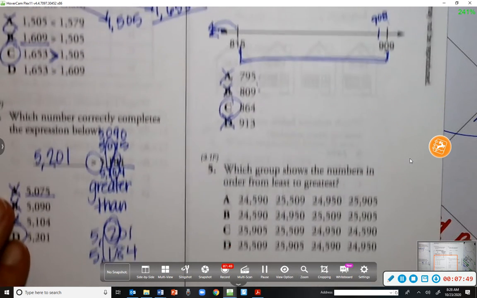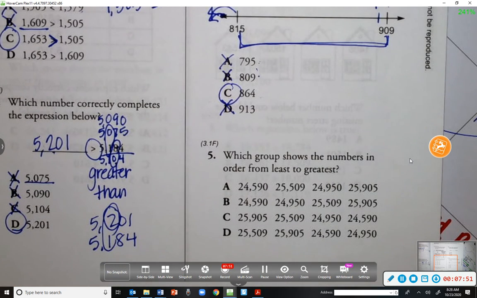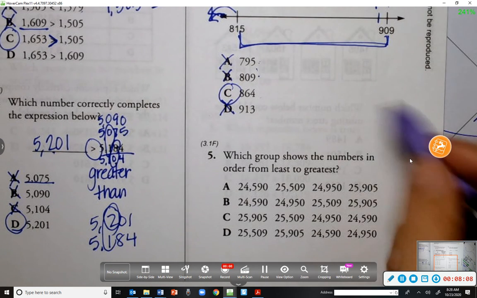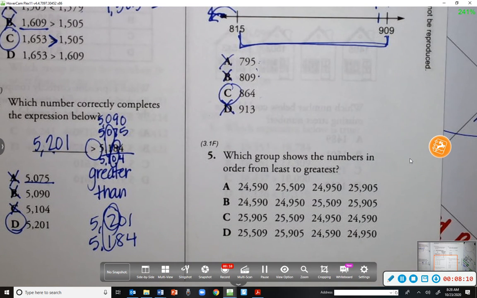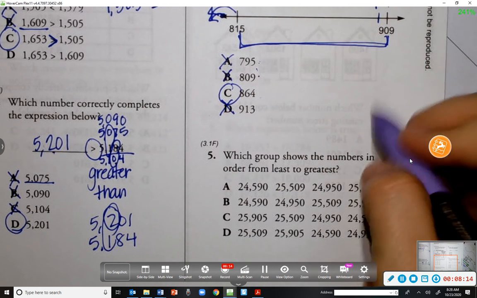Okay, and the last one, which group shows the numbers in order from least to greatest? We had this on our power quiz, I believe, last week, and we were missing this type of problem, least to greatest. So you really have to pay attention to the numbers. Sometimes you may even need to write them over again, going up and down to line up your digits. Okay, so least to greatest.